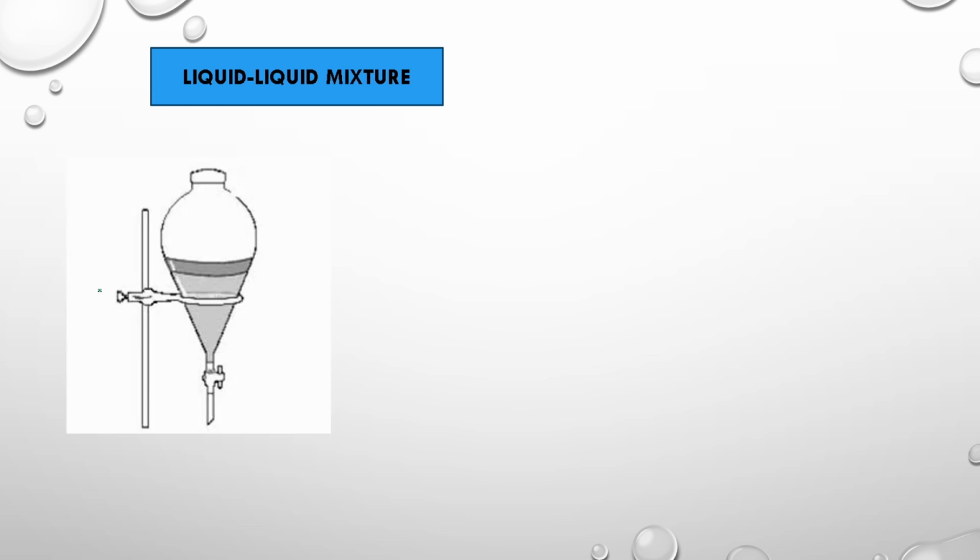Moving to the next type of mixtures, we have liquid mixtures. It means we are separating two liquids. Now very important from the examination point of view, you can get diagram based questions where a diagram can be given and you might be asked to name the apparatus. So this apparatus you need to remember is called the separating funnel. Very important. And in this funnel we are taking the example of oil and water.